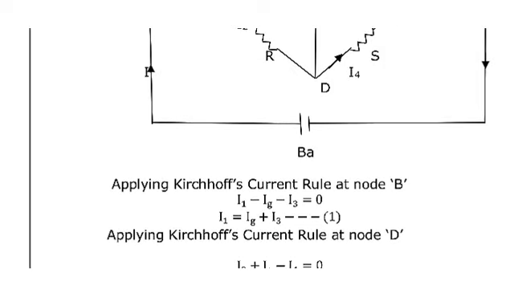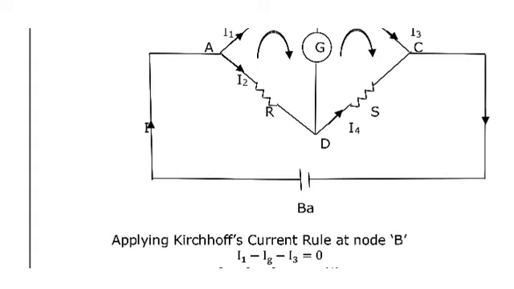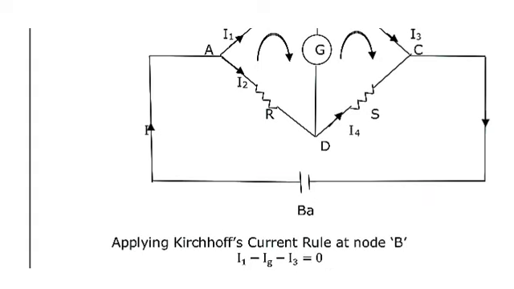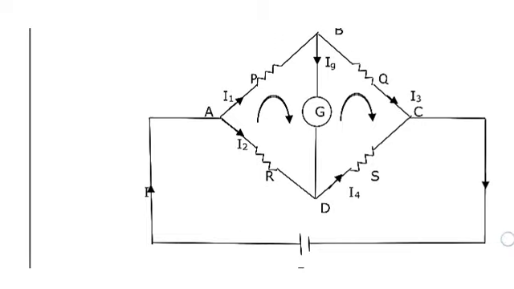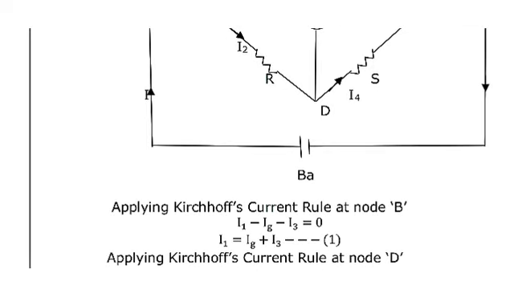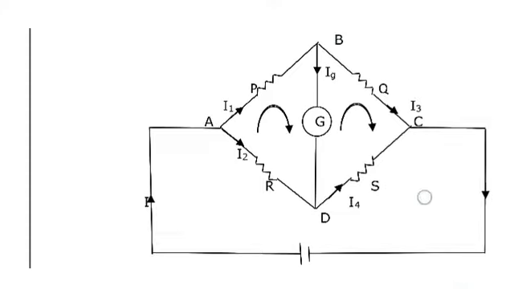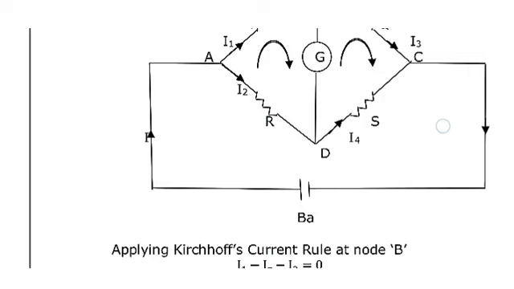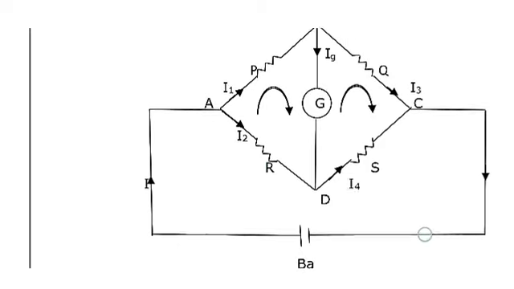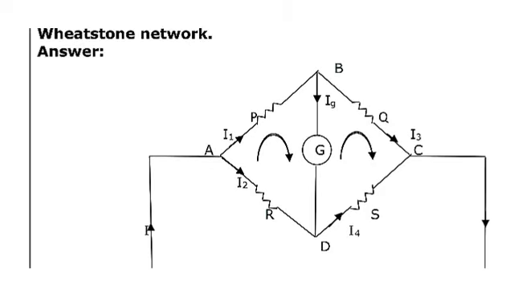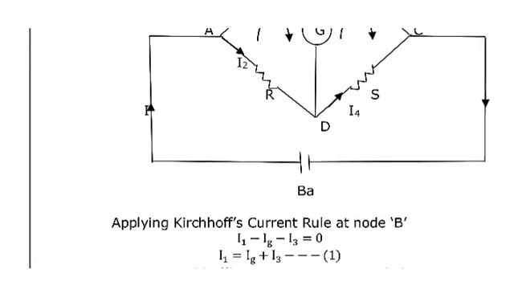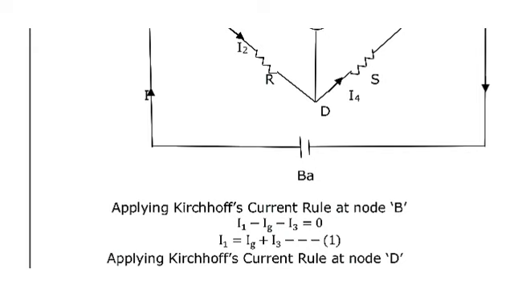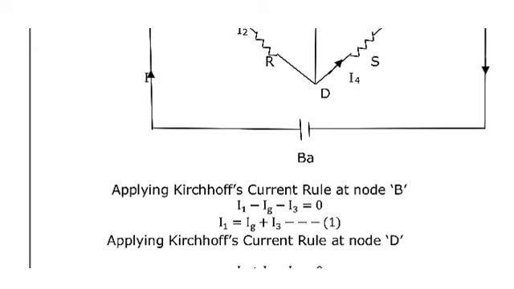Okay, let us first use KCL. Applying Kirchhoff's current rule at node B, what happens? I1 current is entering, so it is plus I1, minus IG, minus I3. So I1 minus IG minus I3 is equal to 0. I'll rearrange this equation, so I1 is equal to IG plus I3. Consider this one as equation 1.